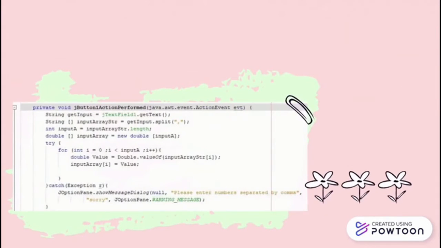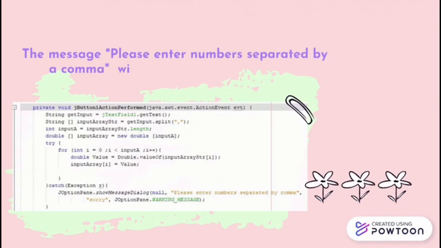Input code segment. This code segment allows the user to enter input. It uses an array list to hold data from the user. The message "Please enter numbers separated by a comma" will pop up on the user interface.